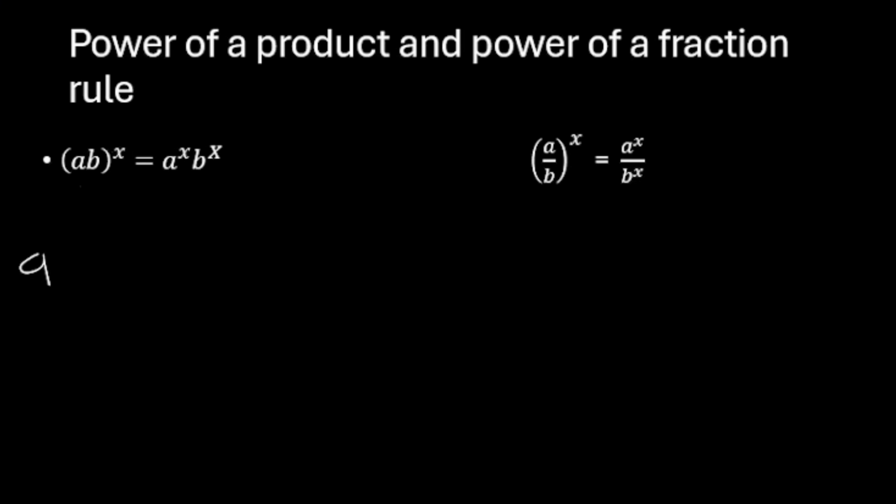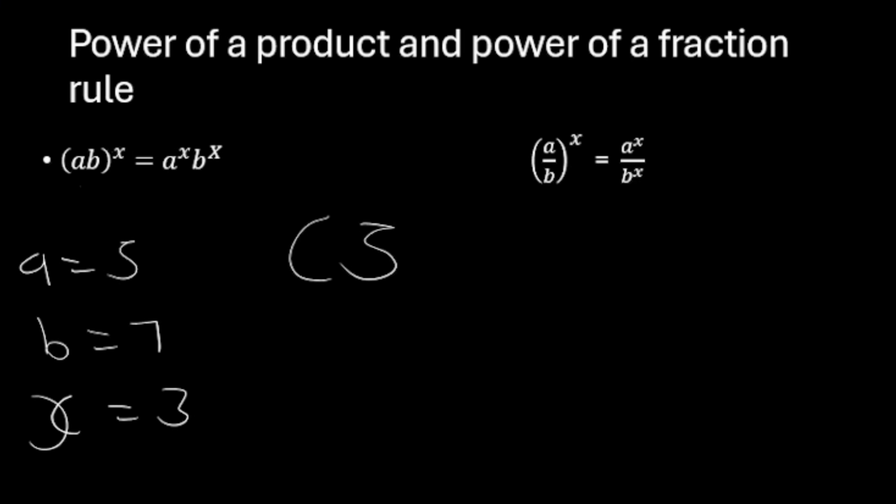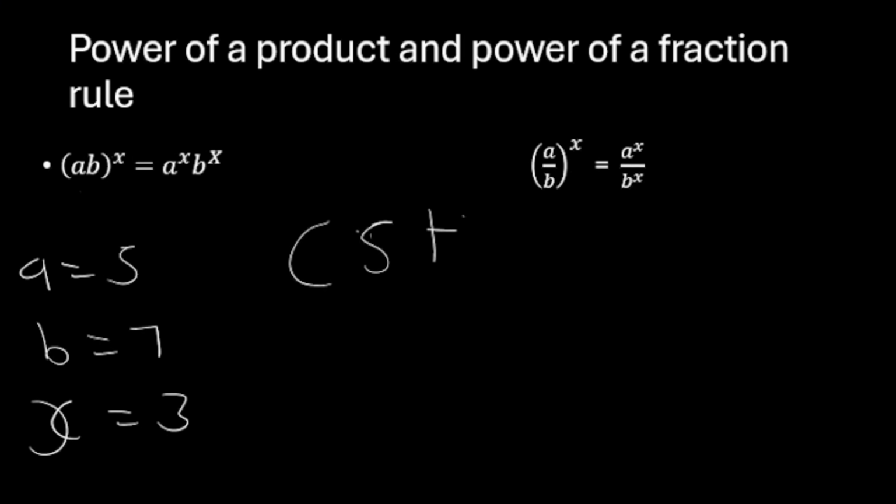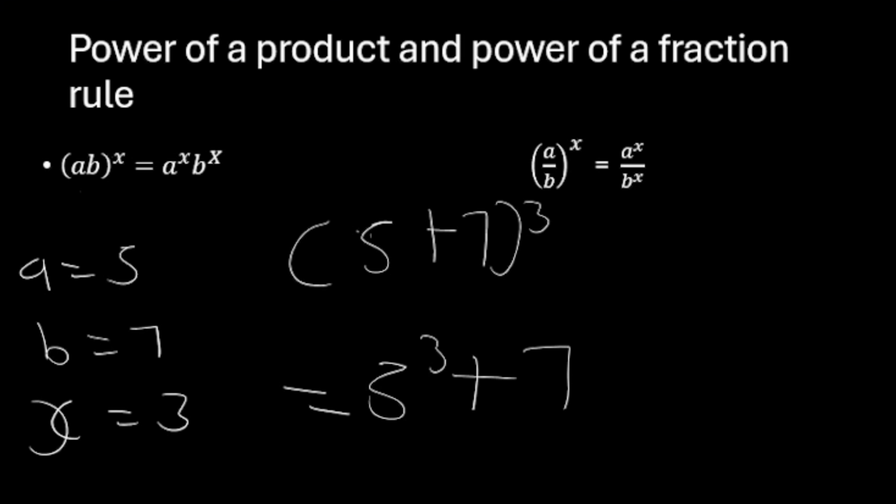Let's say A was 5, B was 7, and X was 3. So here I'm going to be adding A and B. Sometimes they can give you a question where they're adding, subtracting, multiplying, dividing. So here, when you're adding 5 and 7, this exponent is going to be affecting the numbers inside the brackets. So this will equal 5 cube plus 7 cube. So this cube will affect the 7 and 5.